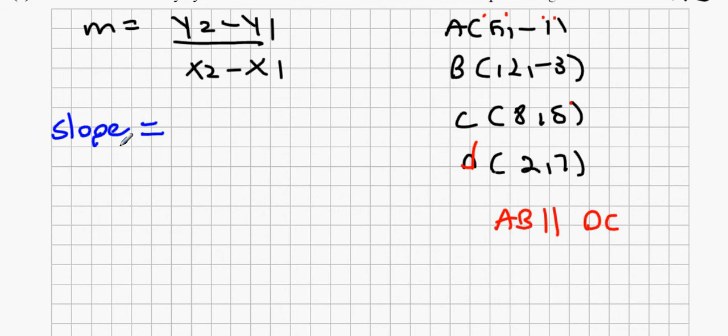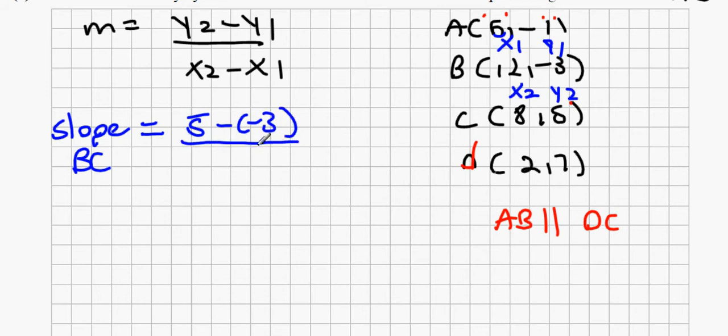So slope BC, x2, y2, x1, y1. So what we're going to get is 5 minus 3, which is the same thing as 5 plus 3. Then we're going to have 8 minus 12 on the bottom. We're going to put that into the calculator and we're going to get minus 2 as our answer there.